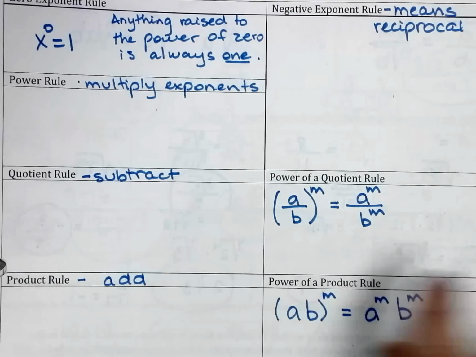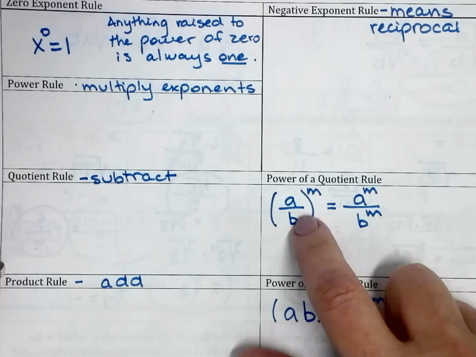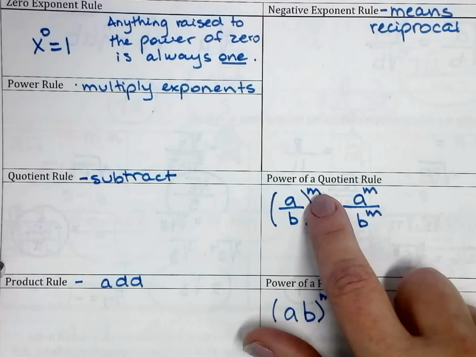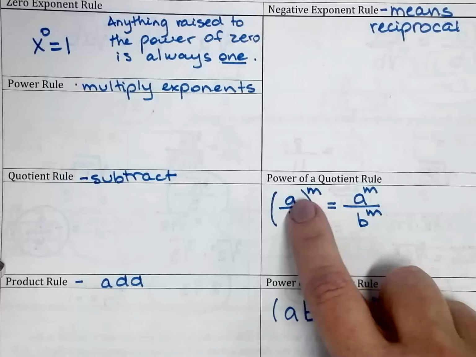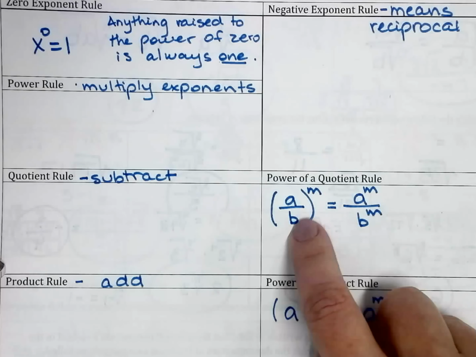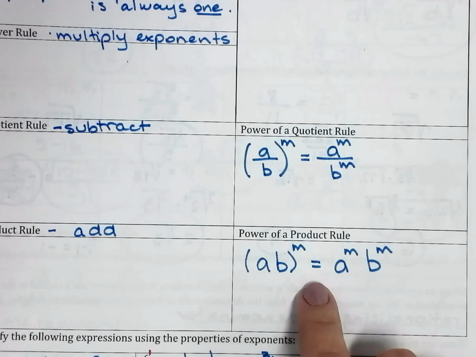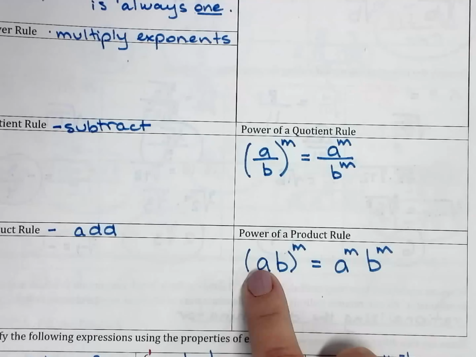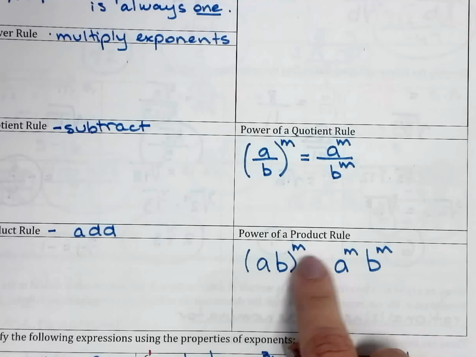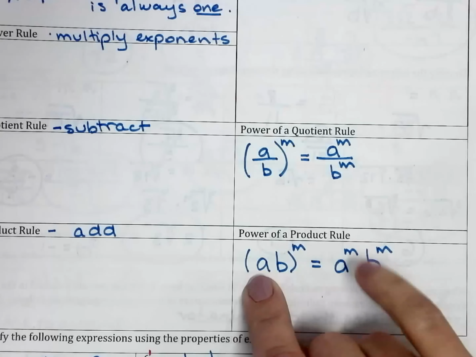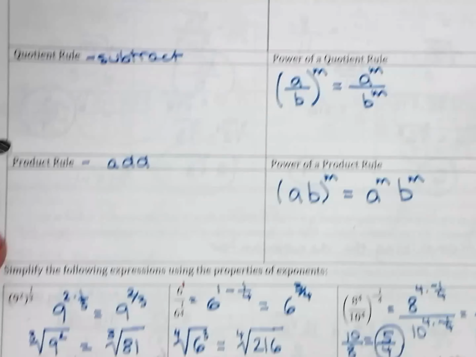Now, the power of a quotient rule, notice that I can go back and forth between each one of these forms. If I have a fraction here, a over b, everything raised to the power of m, then you can break that up because a is raised to the power of m, and b is also raised to the power of m. Same thing applies for the power of a product rule. If you have a times b, and they're both being raised to the power of m, that means a is raised to the power of m, and b is also raised to the power of m.